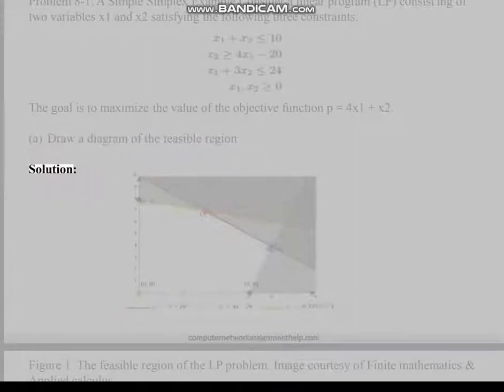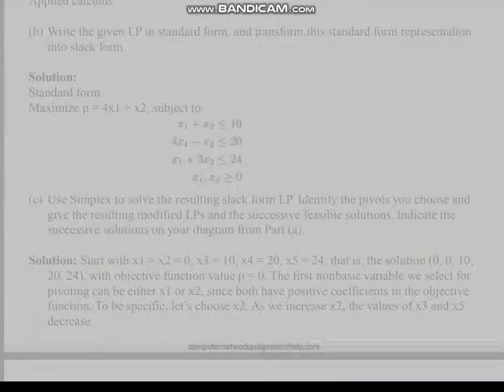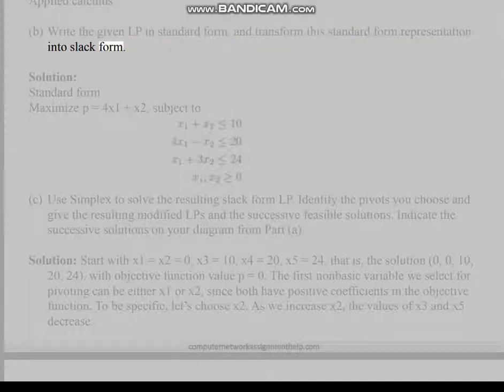Solution. Figure 1. The feasible region of the LP problem. Image courtesy of Finite Mathematics and Applied Calculus. B. Write the given LP in standard form and transform this standard form representation into slack form. Solution. Standard form: maximize p = 4x1 + x2, subject to.